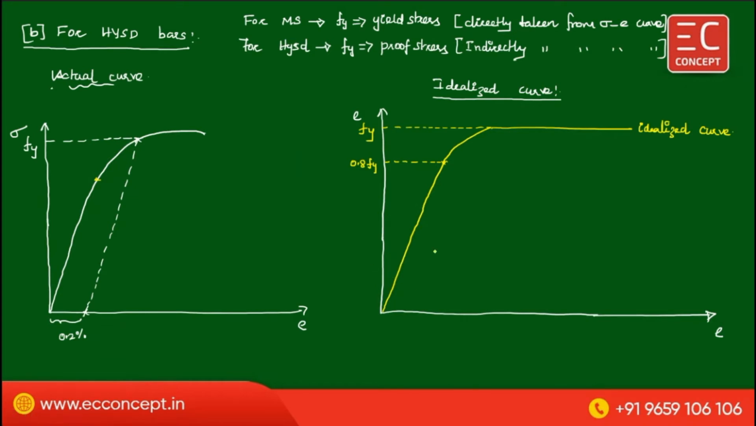Next one is, what is the idealized design curve? Listen carefully. I said up to 0.8 Fy the stress is considered as straight for the idealized curve. But in the design curve the value is 0.69 Fy. For that much stress we are considering the stress diagram as straight. This is straight, and the remaining is a curve, non-linear. Then again it is straight.